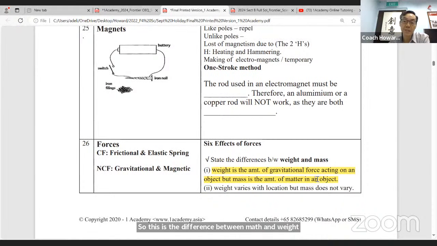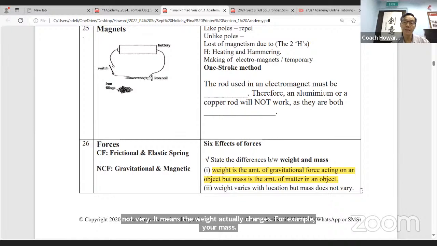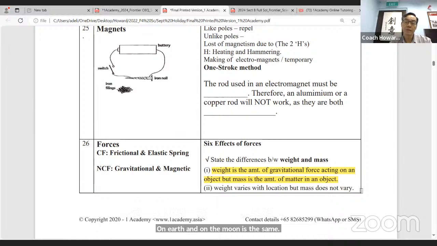Another difference is weight varies with location, but mass does not vary. It means the weight actually changes. For example, your mass on Earth and on the moon is the same, but your weight on Earth is 6 times your weight on the moon. Why? Because the gravitational force, or gravity, on the moon is 1/6 of the Earth. 1/6 of the Earth. That's been divided by 6.